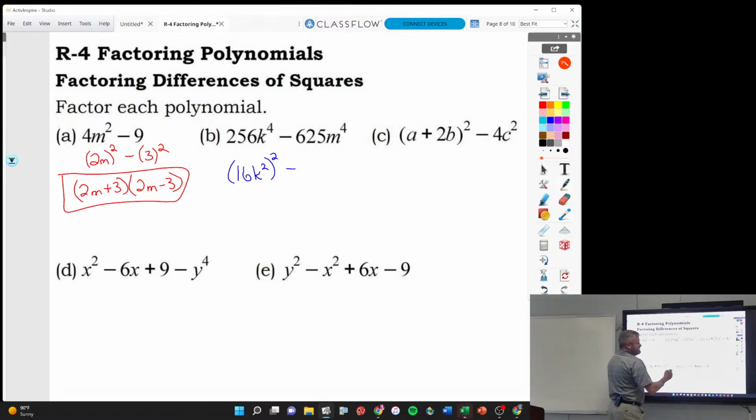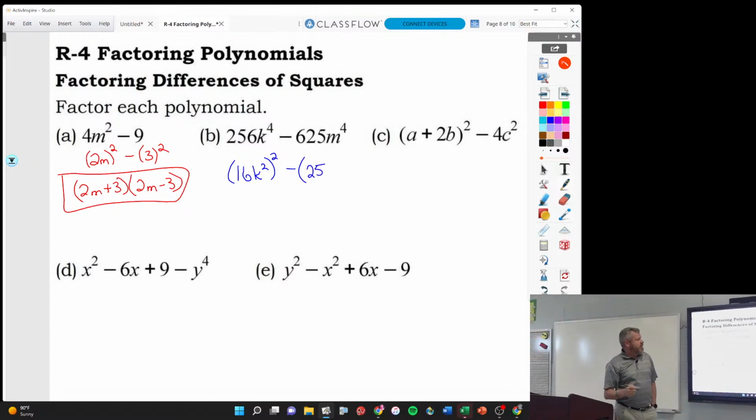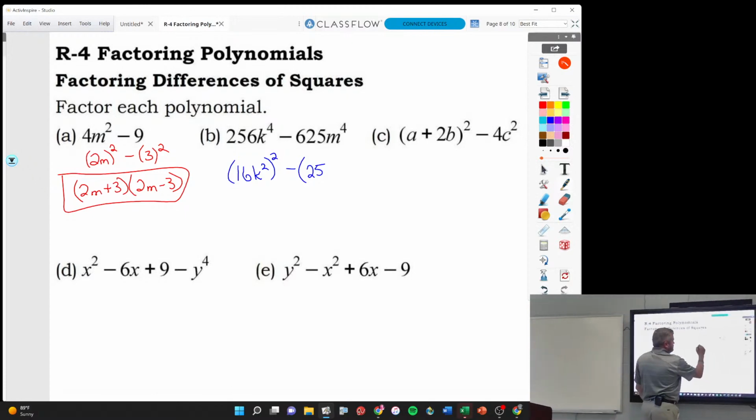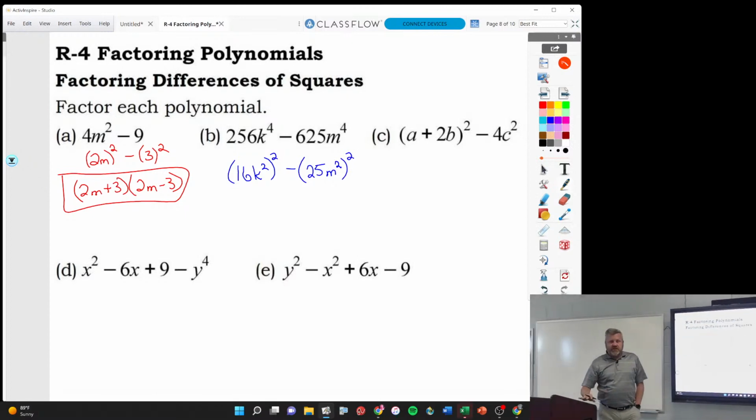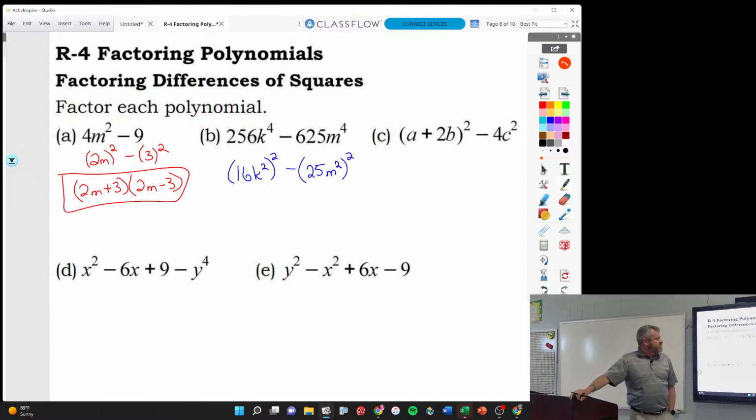Minus, how about 625? Well, 625 is 25 squared. 25 times 25 is 625. M squared times m squared is m to the fourth. So 256k to the fourth is a perfect square. 625m to the fourth is a perfect square. We are subtracting. This is the definition of a difference of squares.